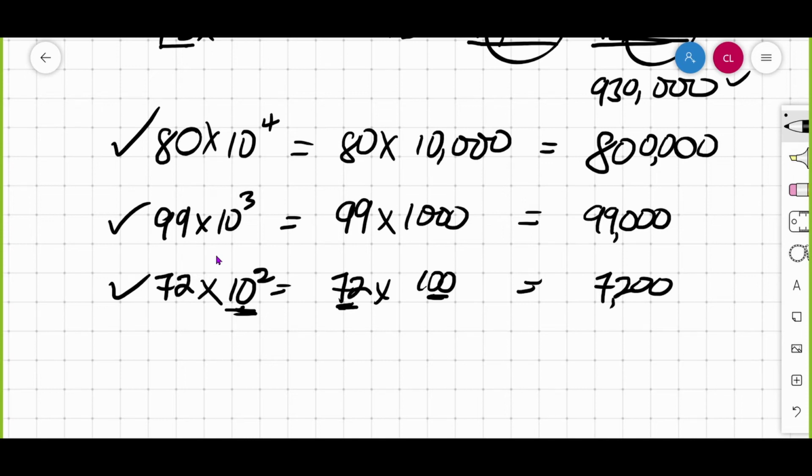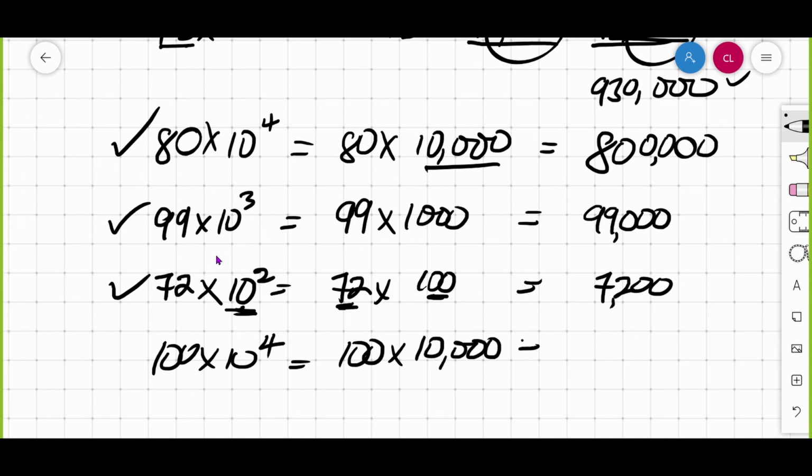Sir? All right, Joel, let's hear the last one from you. Yes, sir. 100 times 10 to the fourth power. So we have 100 times 10 to the fourth is how much again? Sir, 10,000.